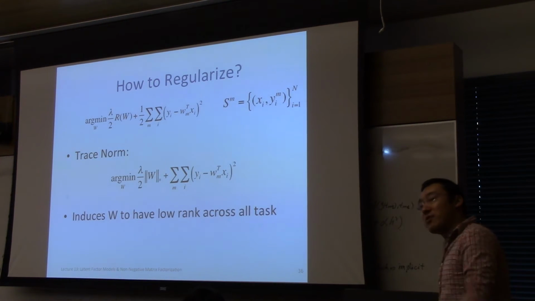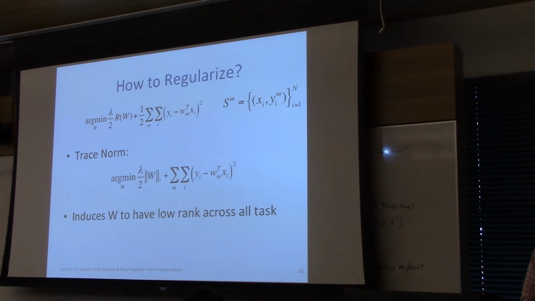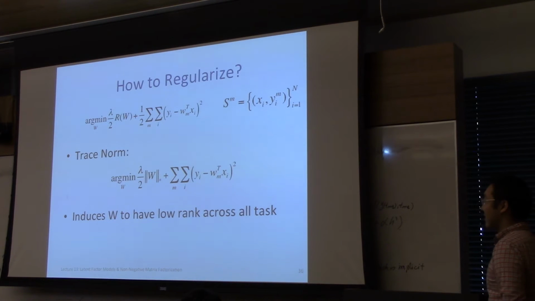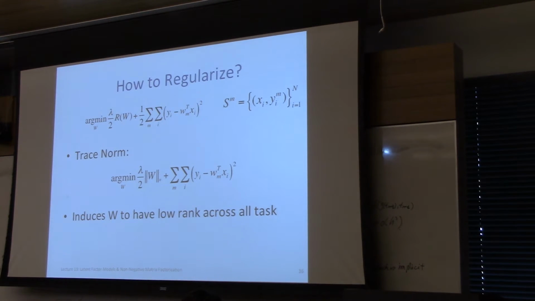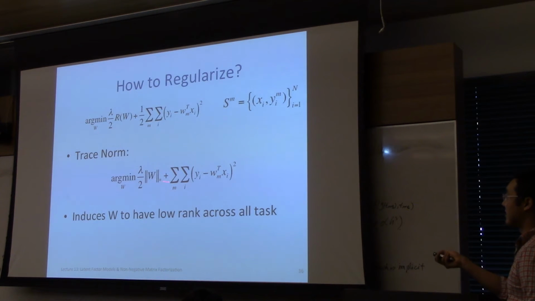Another way that we can regularize is to not use the Frobenius norm, but to use the trace norm, right? Now we induce that the entire task parameter matrix has low rank across all tasks. So now you can no longer decompose this objective function additively across every task, because this thing ties them all together, right?